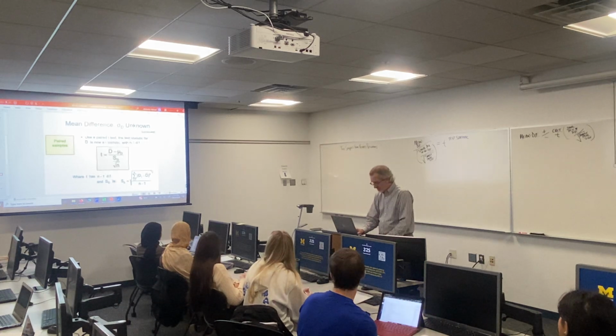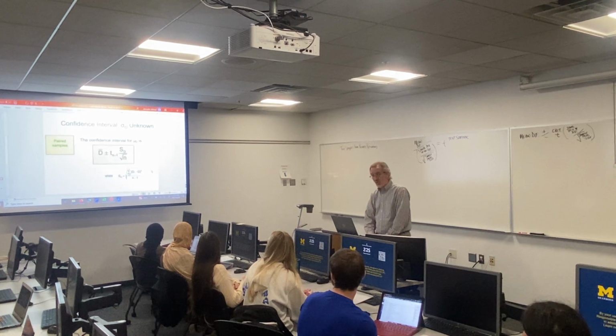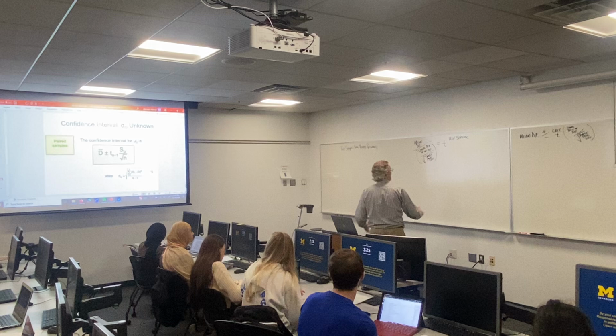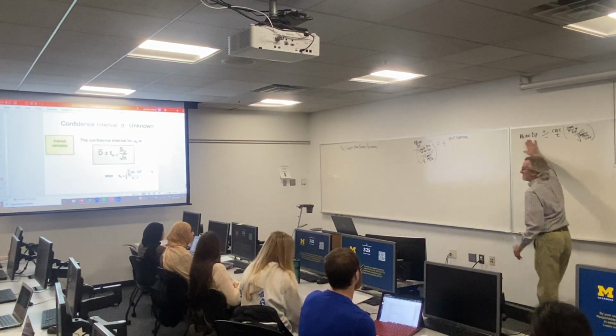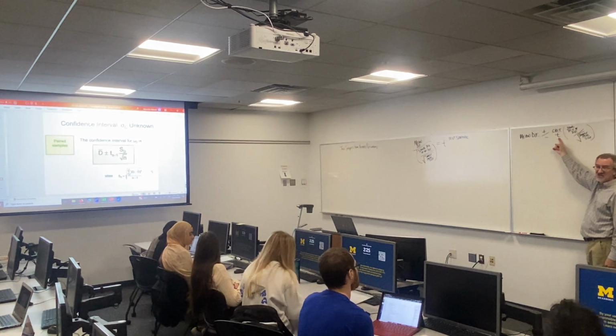Okay, let's keep going. This is the confidence interval for T. It's right here. The mean of the differences, plus and minus the critical T based on the significance and the number of tails.